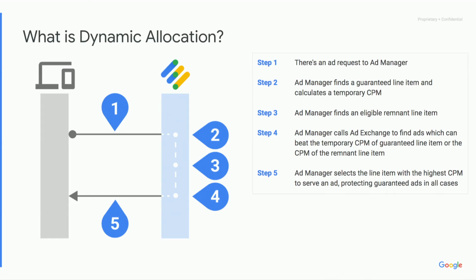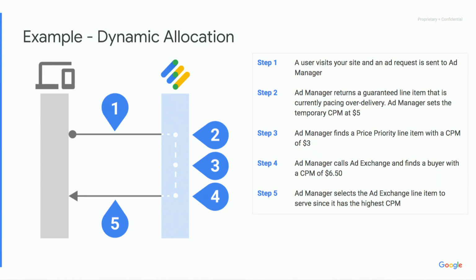Ad Manager always protects your guaranteed ads by selecting the highest paying CPM. Guaranteed inventory is protected because if its delivery is behind schedule, the temporary CPM will be very high and will be the highest CPM ad in the competition.